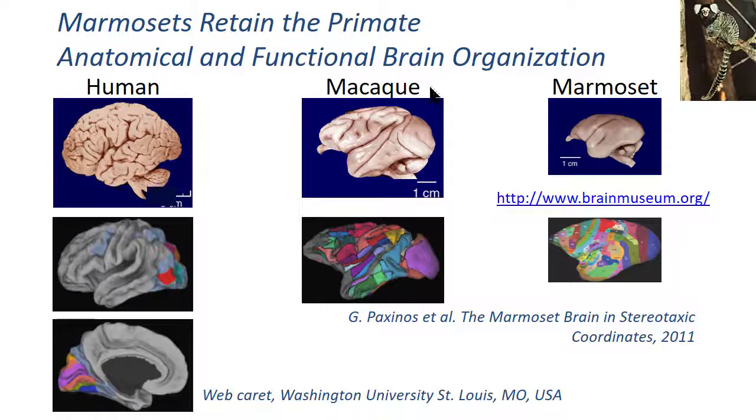But in spite of having this smooth cortex, the marmosets retain the typical anatomical and functional organization of the primate brain. And this is very important because then we can make homologous inferences from data that we acquire in the marmosets to data that have been traditionally acquired in the higher order primates, such as the macaques, and then hopefully learn something more about the human brain, which is the end goal.